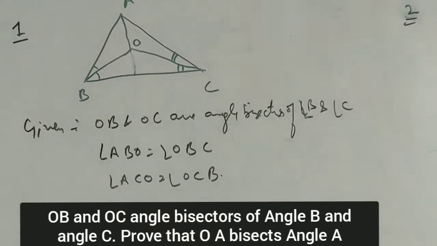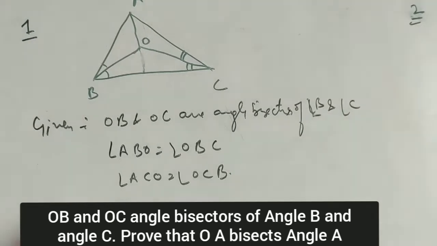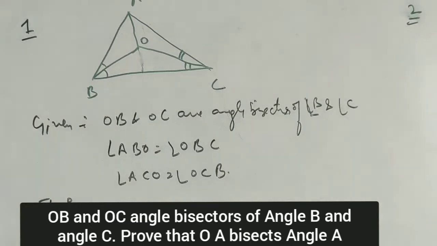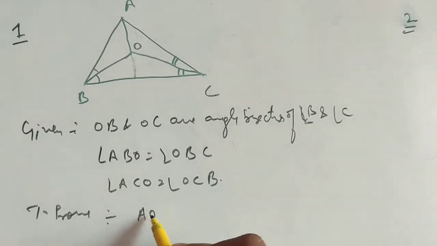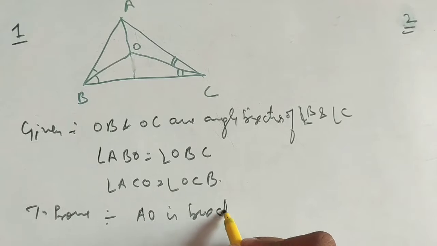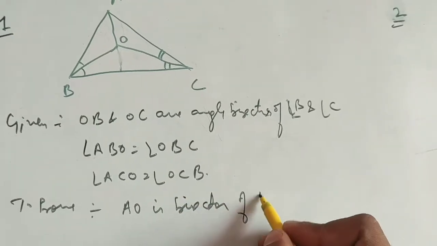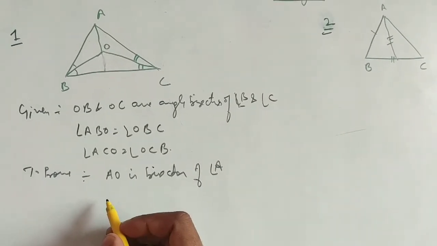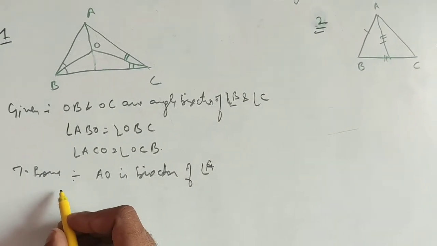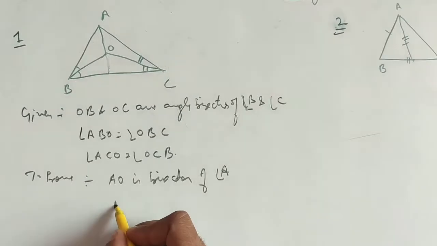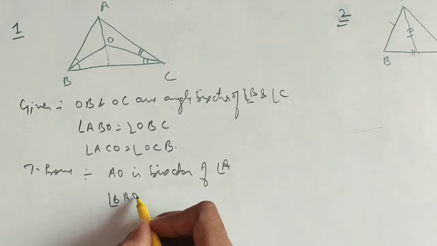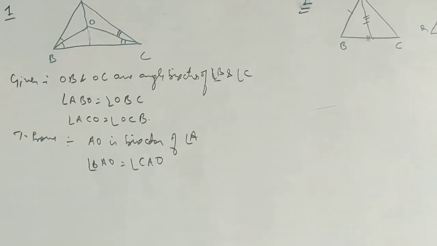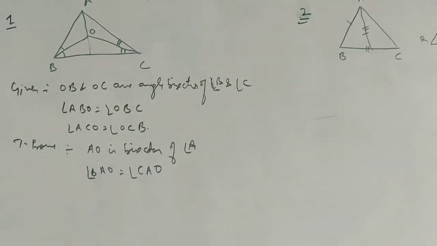So now what we need to prove? We need to prove that AO is the bisector of angle A, or you can also say it like this: angle BAO is equal to angle CAO. This is what we need to prove. Angle BAO is equal to angle CAO.